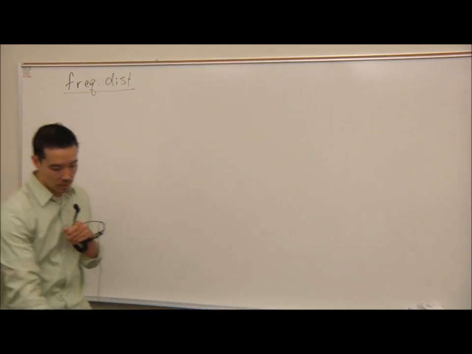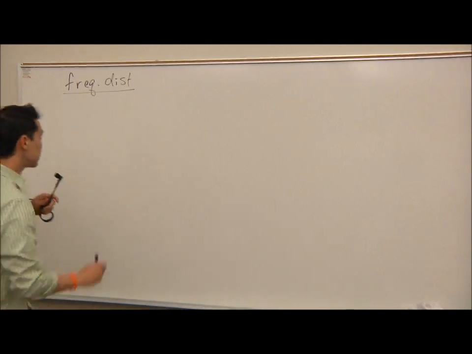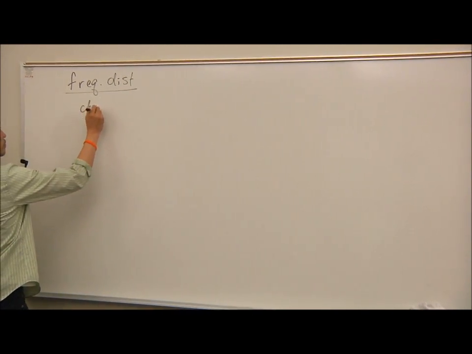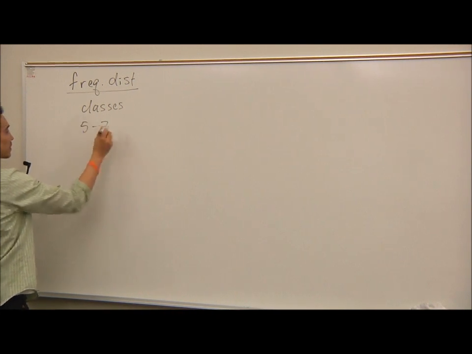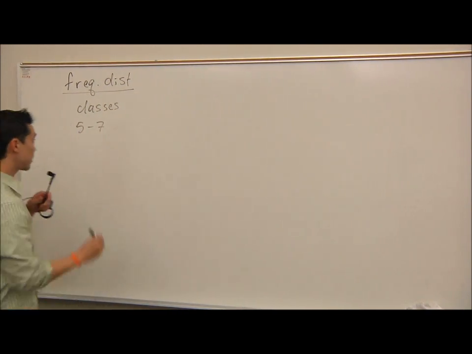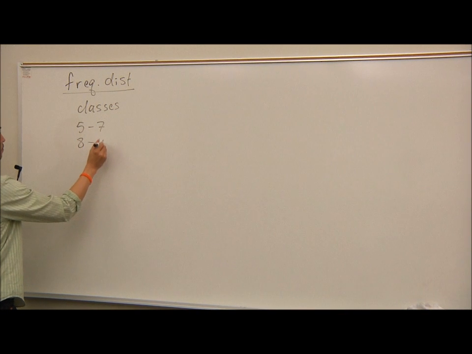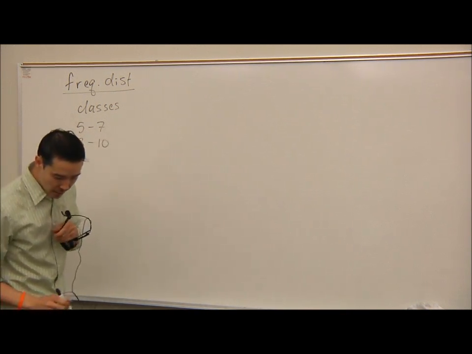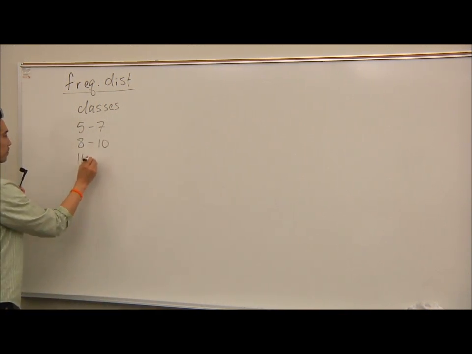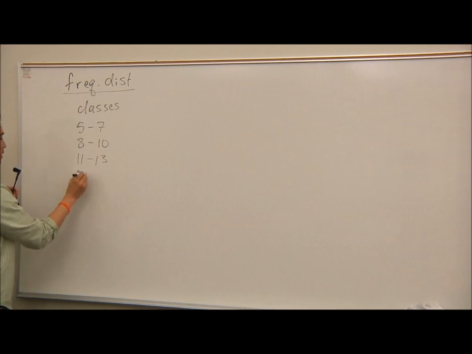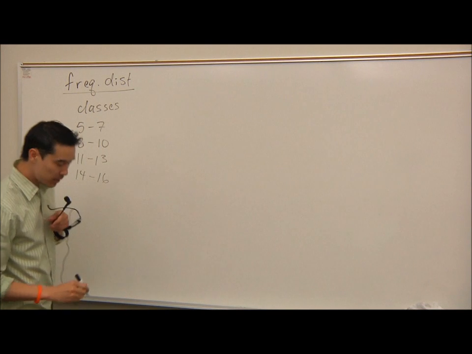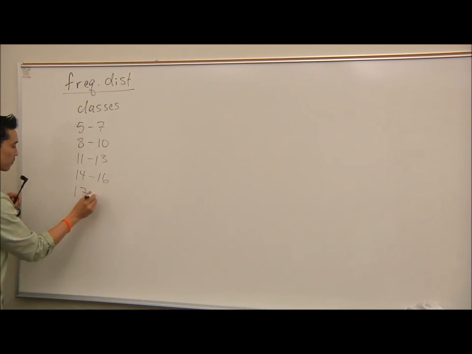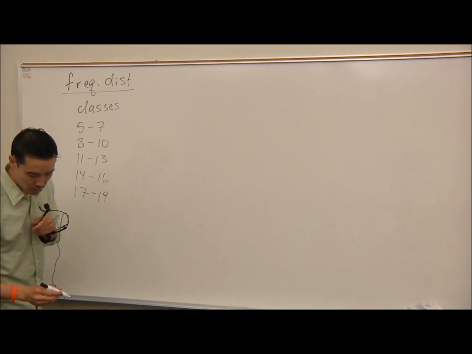So let's say I give you a little example here. I give you some classes. The first class is 5 to 7. The next class is 8 to 10. The next one is 11 to 13. And 14 to 16. And the final class, no, there's two more, 17 to 19. And 20 to 22.